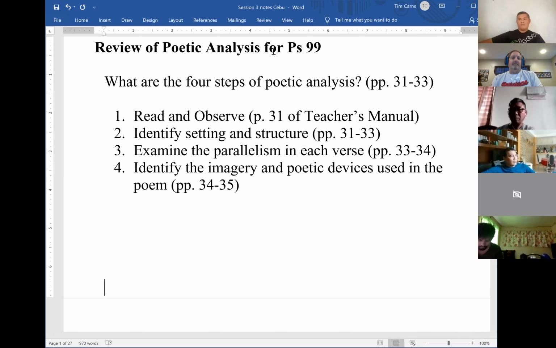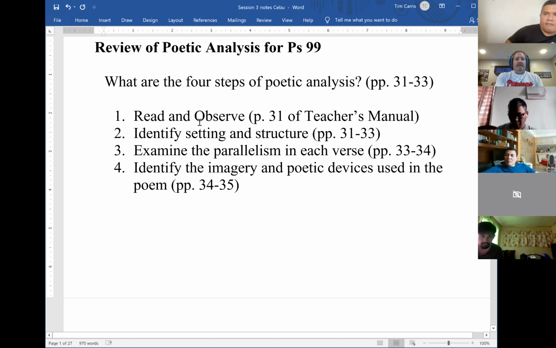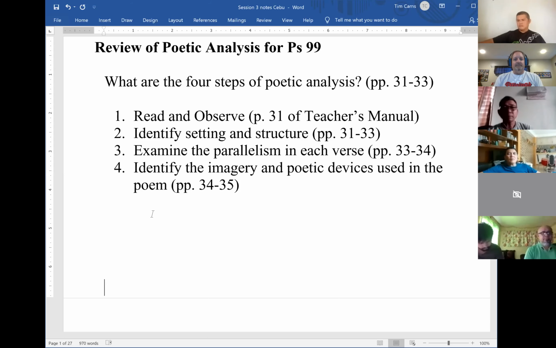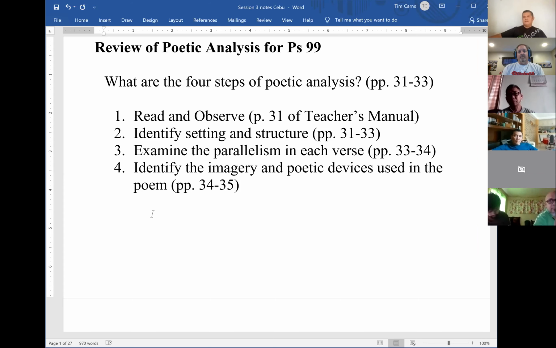Very good. And then also in that second step, we also identify the structure, and by that I meant identify the stanzas or the outline of the poem, and we've done that as well for Psalm 99. The third step is to examine the parallelism, and we spent time on that last week, and we'll be picking up with that step on this psalm in a few minutes. And then the fourth step, which maybe we'll get to the beginning of today, we'll see how it goes, is the imagery and the poetic devices. We'll dive into those as well if we get time for today.